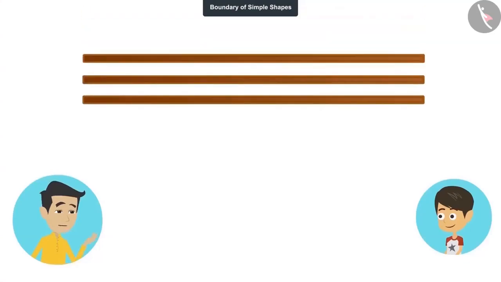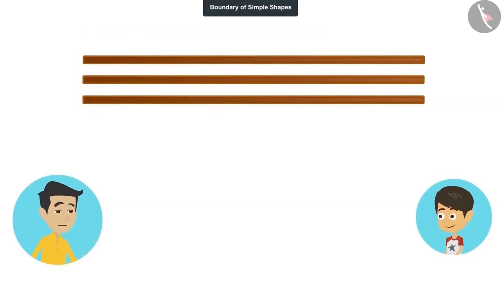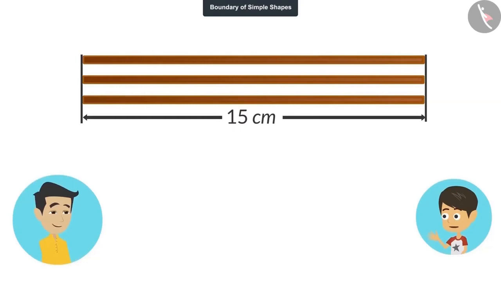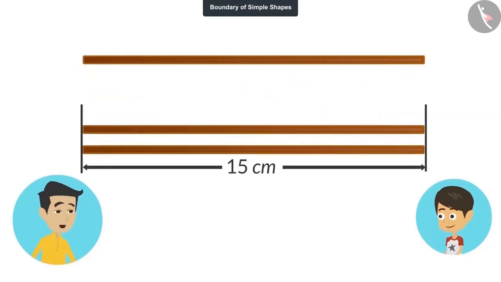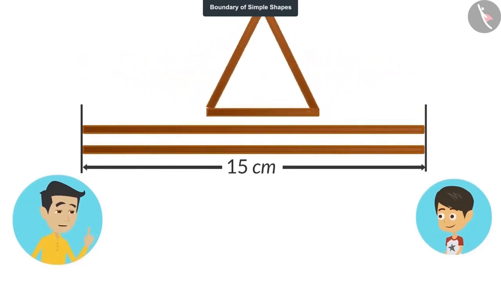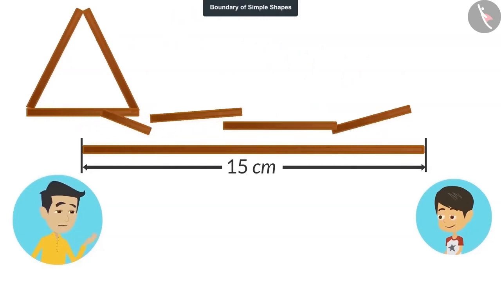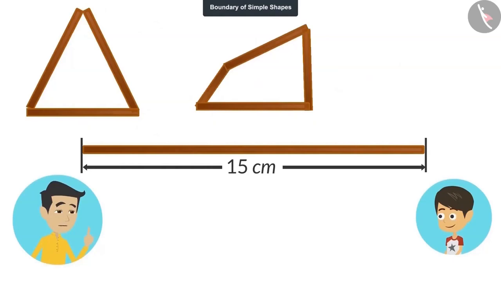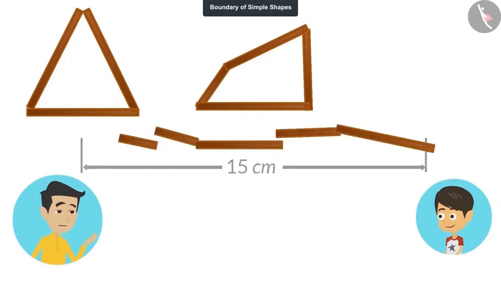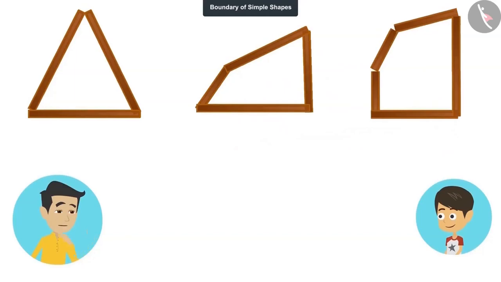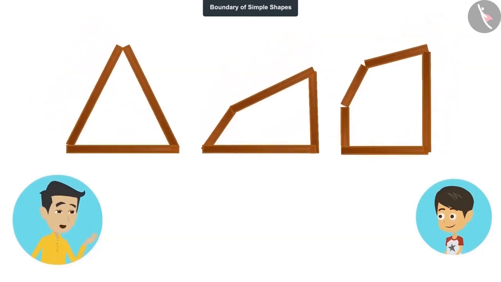Look, I have 3 thin sticks of the same size. They all have the same length, 15 centimeters. Yes, their length is the same. Now I cut one of these sticks into 3 parts and make a shape from it. In the same way, I cut the other stick into 4 parts and make a shape from it. And finally, I cut the third stick into 5 parts and again make a shape from it. Now there are 3 such figures in front of you that are made from sticks of equal lengths.